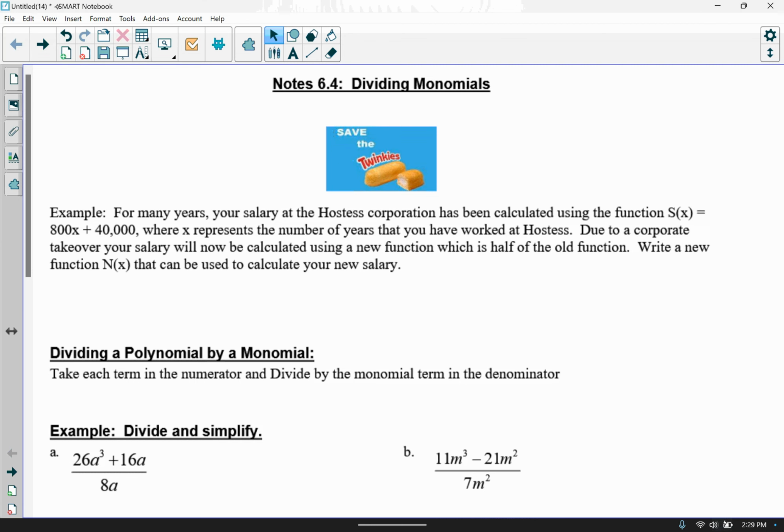Hi there. So in this section, we're going to look at dividing monomials. So we'll just go ahead and dive right in.